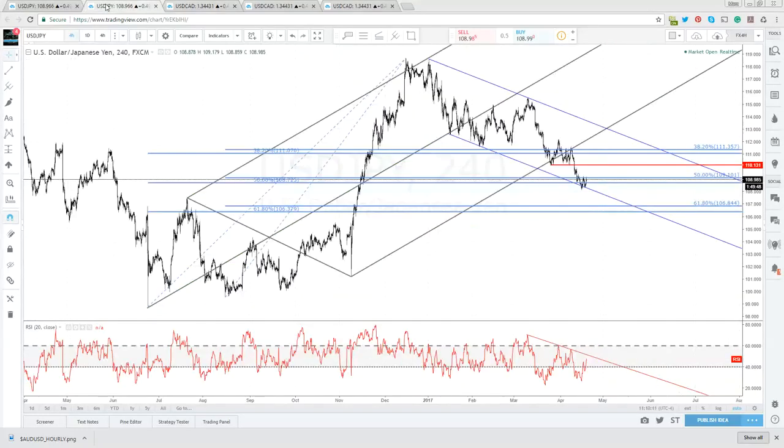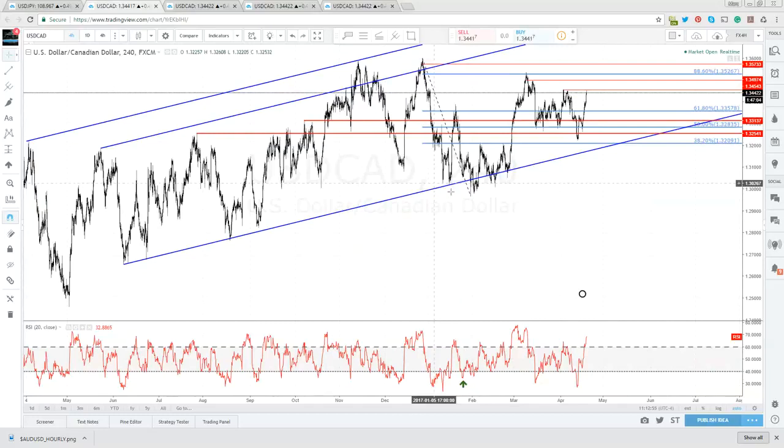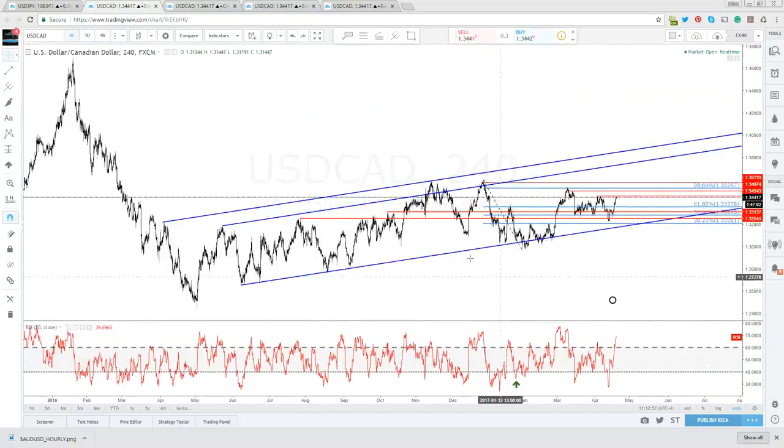All right, let's look at the 4 hour quickly. This will say the same, of course. You can see the channel, basically the same. You just get more detail on what resistance could be. And the hourly, the same.